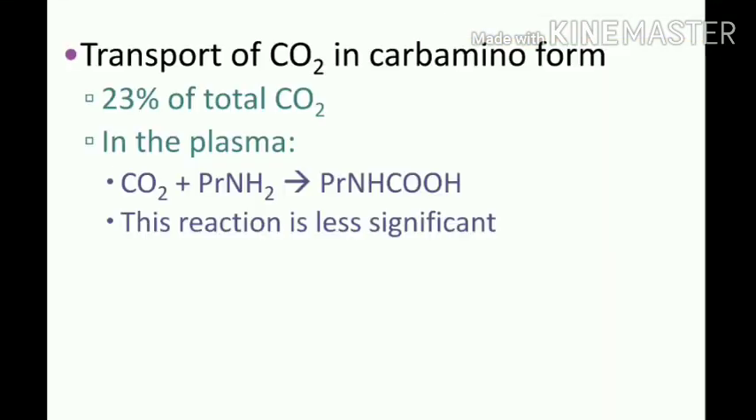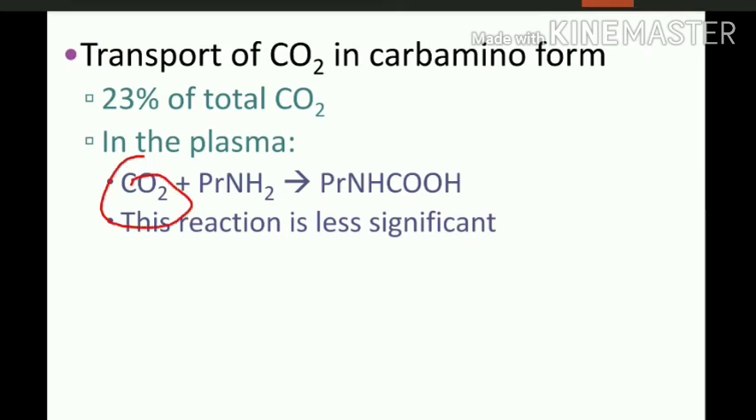Now, the third form of transport, that is transport of carbon dioxide in carbamino form, that is 23% of total carbon dioxide or 0.8 ml per 100 ml of blood. Now, inside the plasma, carbamino compounds are formed by combination of carbon dioxide with the amino group of the plasma protein. This reaction is less significant. Why? Because the quantity of these proteins is less. It is about 1/4 that of the hemoglobin, and therefore this reaction is less significant.